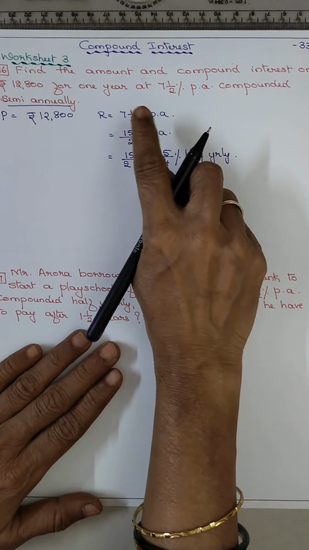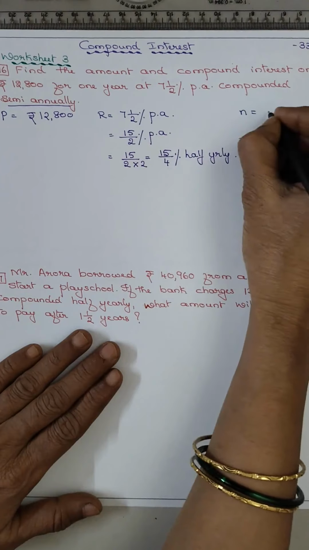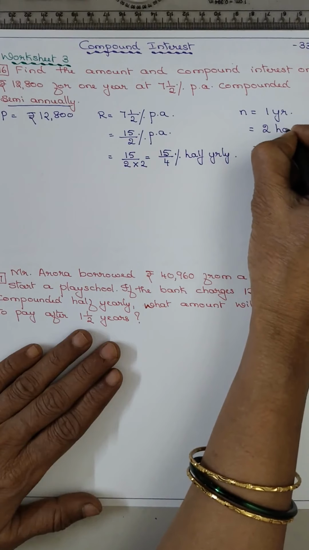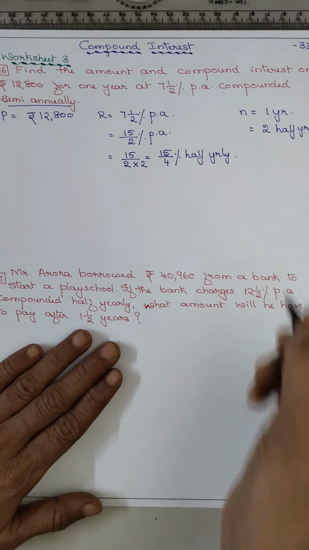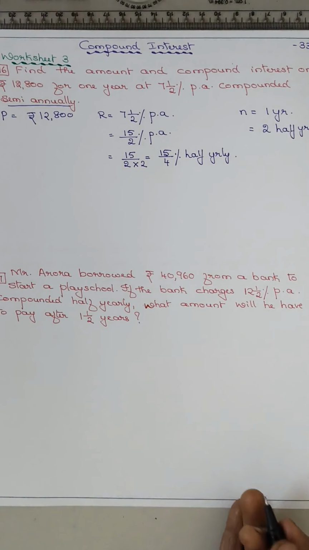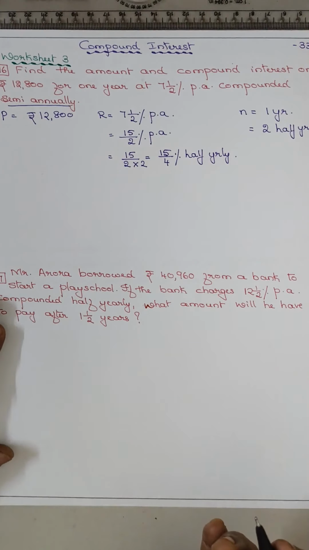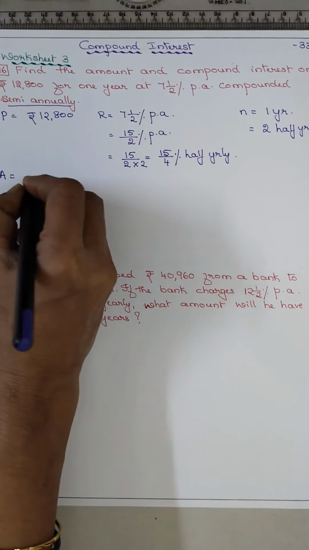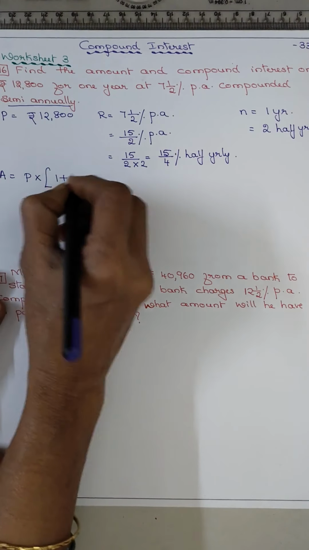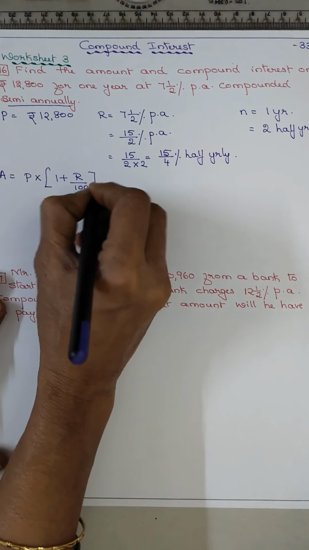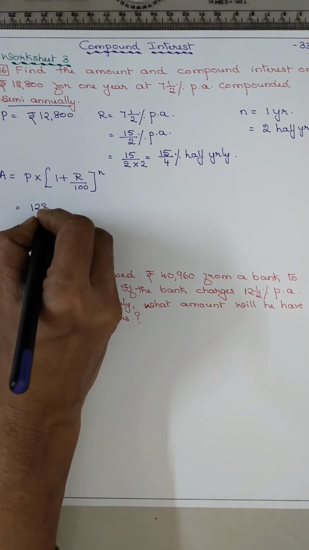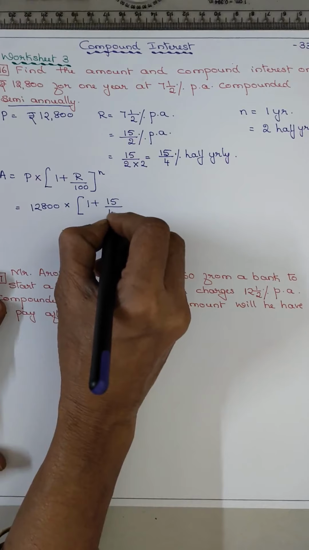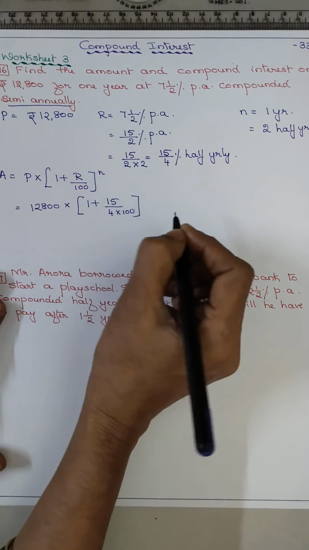Now 1 year, n is equal to 1 year, means how many half years? 2 half years. Hope you remember the earlier worksheets, isn't it? There we have discussed about half yearly, quarterly and all. Now we have to find out both amount and the CI. So put the formula. A is equal to P into 1 plus R upon 100 the whole raised to n, 12800 into 1 plus 15 by 4 into 100 the whole raised to 2.